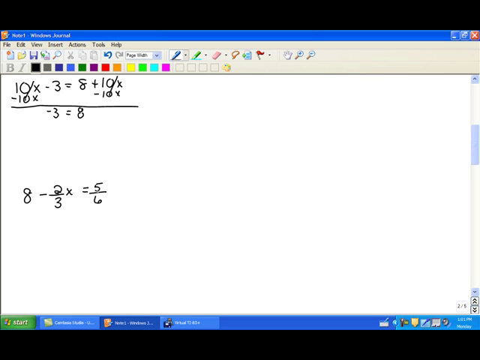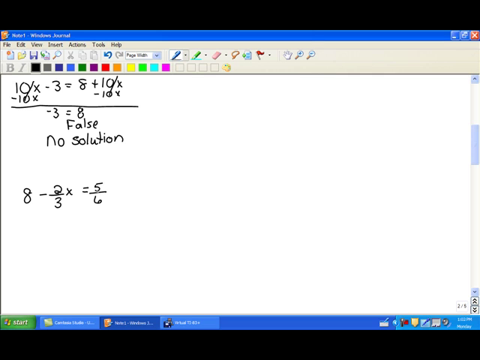Notice that your x's, or your variables, dropped off on both sides. At this point, negative 3 equals 8 is false. That is not a true statement. When your variables drop off and what's left is false, your answer is going to be no solution to this problem.